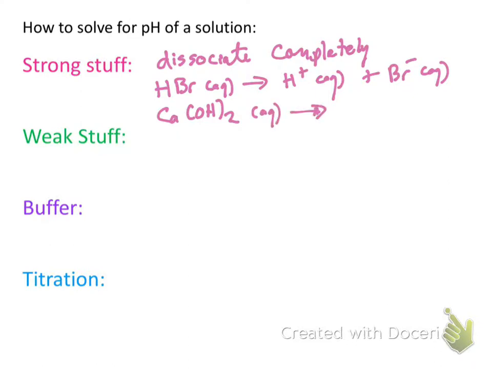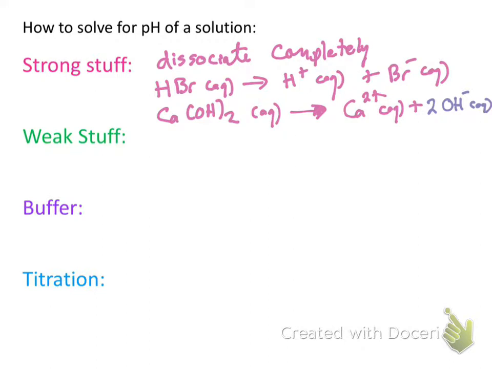It will dissociate completely. Just note, though, that for every 1 calcium hydroxide we have, we're actually getting 2 hydroxides. So in this case, if we had like 1 molar calcium hydroxide, it would be 2 molar hydroxide. Although calcium hydroxide is sparingly soluble, that's a story for a different day, so 1 molar is a little bit excessive, whatever. Okay, weak stuff.